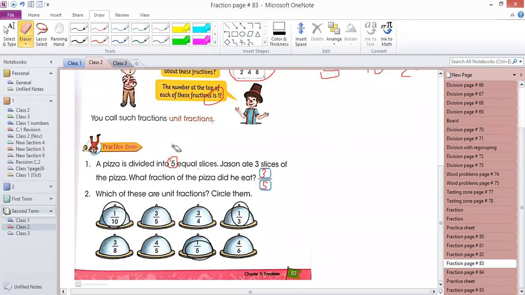1/3 is a unit fraction because there is 1 in the numerator. 3/8 is a non-unit fraction because 3 is in the numerator. 4/5 is non-unit and 1/5 is a unit fraction because there is 1 in the numerator, and 4/6 is a non-unit fraction. So up to here, guys, everything is clear to you? Yes, sir. That's very good.